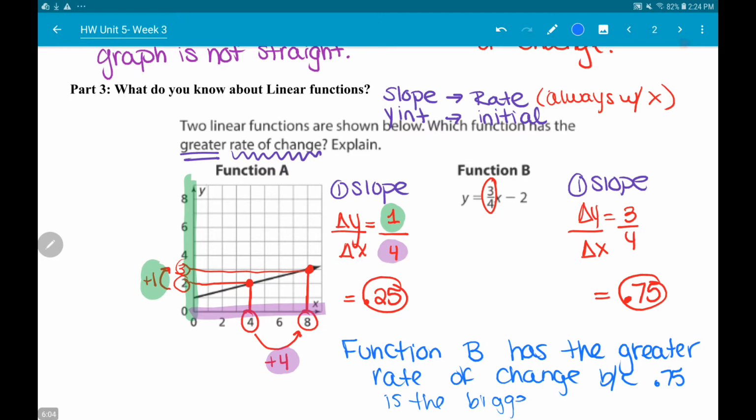All right, so those are the three things you need to know for your unit assessment tomorrow. Is it a function? Yes or no? What type of function is it? Linear or nonlinear? And then comparing slopes and initial values.